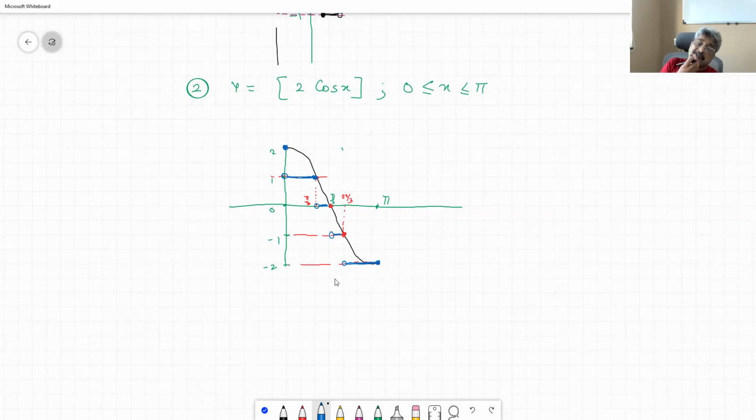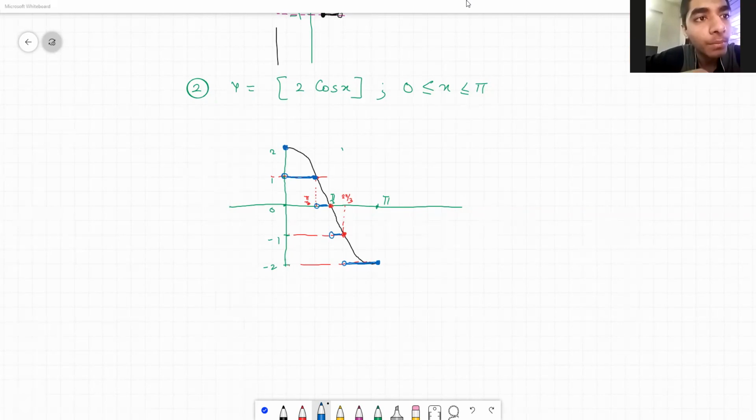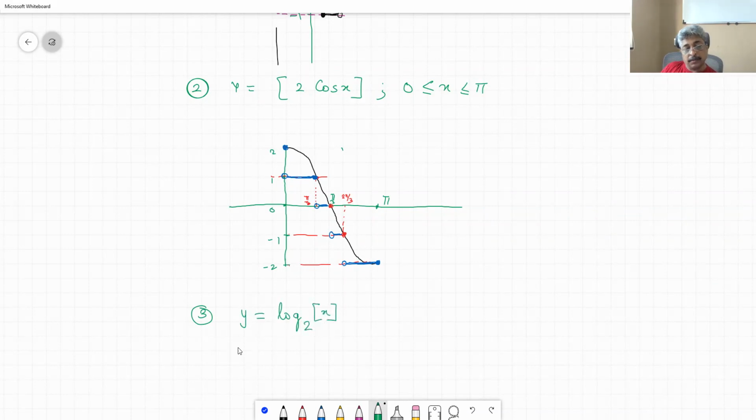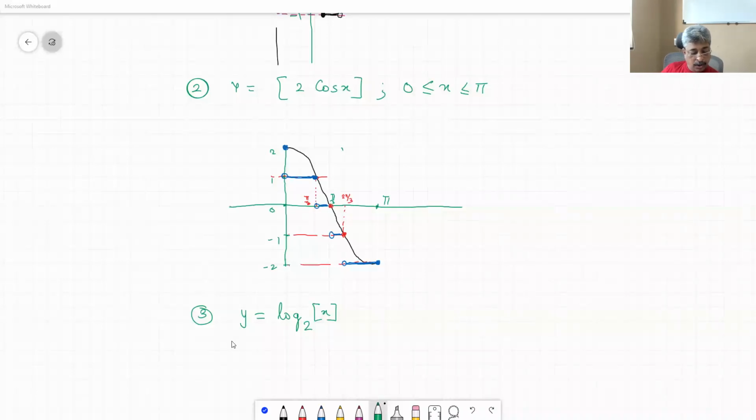Is this correct? The blue one. Is it correct? Yes. The blue line should be between pi by 2 and pi by 3, right? Next: y is equal to log base 2 of greatest integer x, between 1 to 4. Otherwise, how many will you draw?